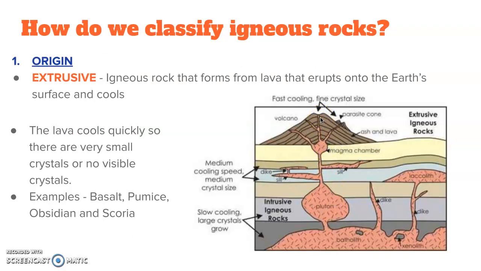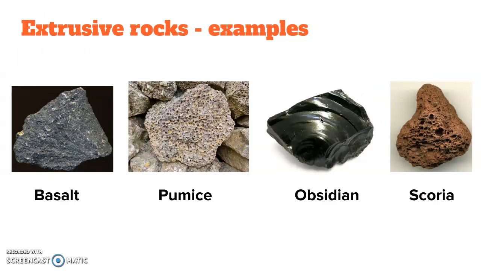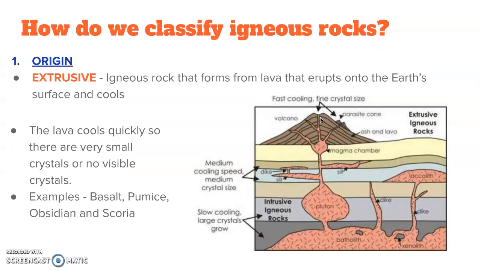All right, how do we classify igneous rocks? We classify igneous rocks basically the same way we classify rocks in general. Origin, texture, and mineral composition. All right, so we'll start with origin. So the origin of igneous rocks goes along with where that rock formed. And there's two origins. There's two types of igneous rocks. There's extrusive igneous rock and intrusive igneous rock.